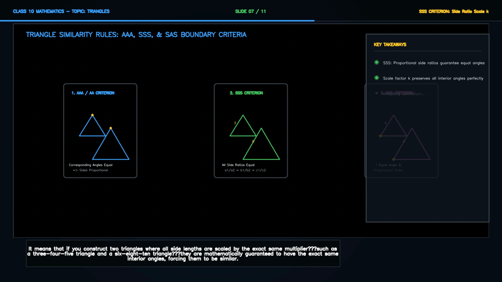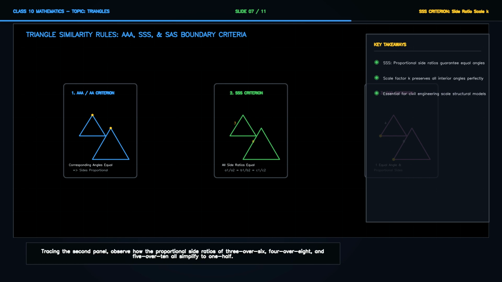Tracing the second panel, observe how the proportional side ratios of 3/6, 4/8, and 5/10 all simplify to 1/2. SSS ensures that scaling structural lengths perfectly preserves the interior angles and overall balance, which is vital for building stable scale models.